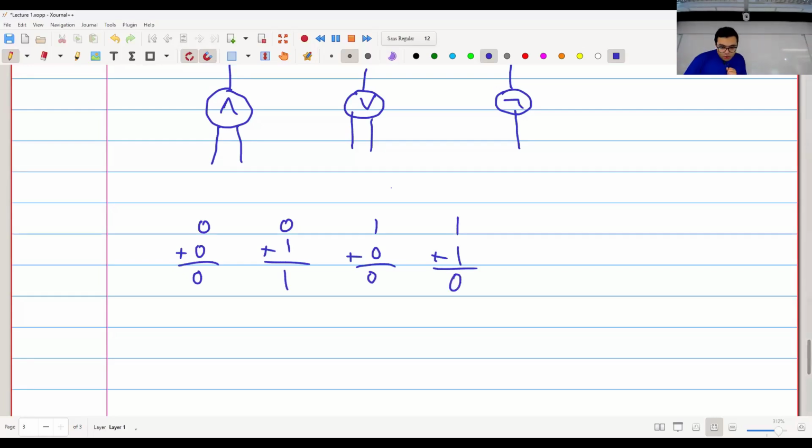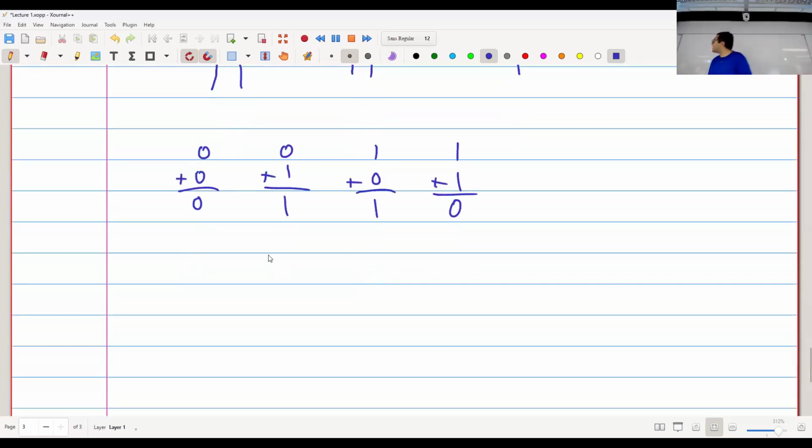Oh, sorry, that was wrong. Yeah, it's 0 because I'm terrible at math. So 1 plus 0 is 1. And 1 plus 1 is 0. By the way, I'm a theoretical computer scientist. I cannot calculate anything in my mind. So you'll see this very often in my lectures.